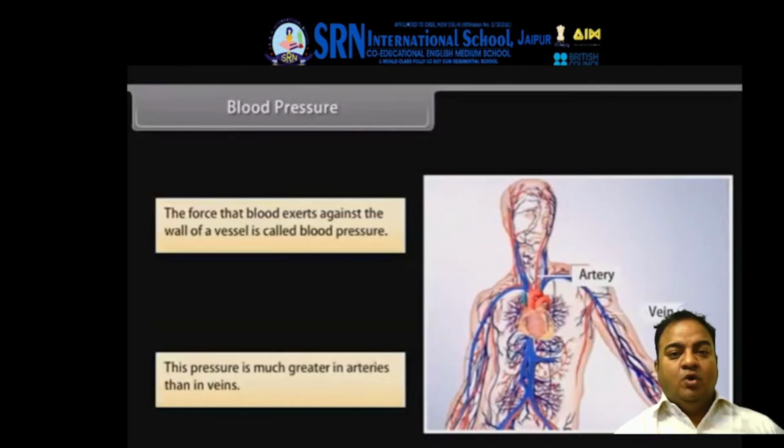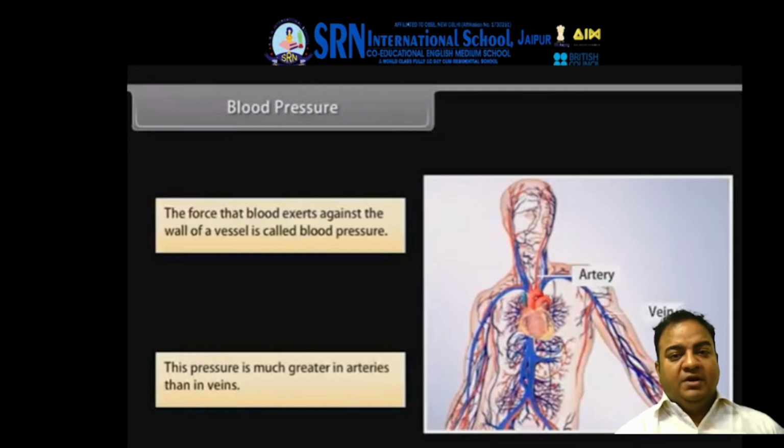Now let us study about blood pressure. There are basically two types of blood pressures in a healthy human being. They are called systolic and diastolic. The force that blood exerts against the wall of the vessels is called blood pressure. This pressure is much greater in the arteries than in the veins.